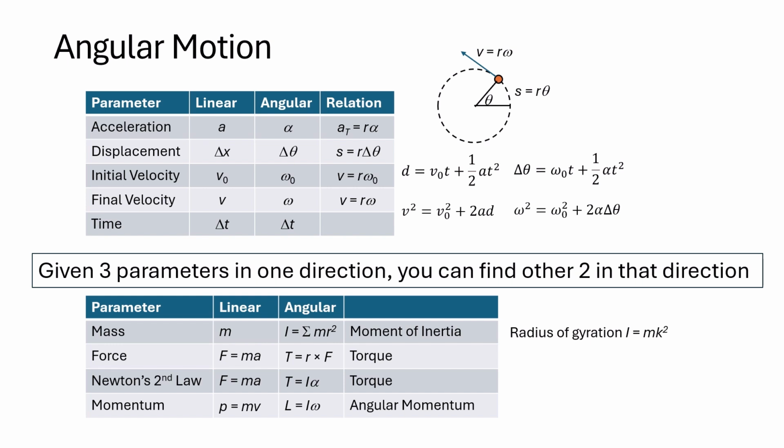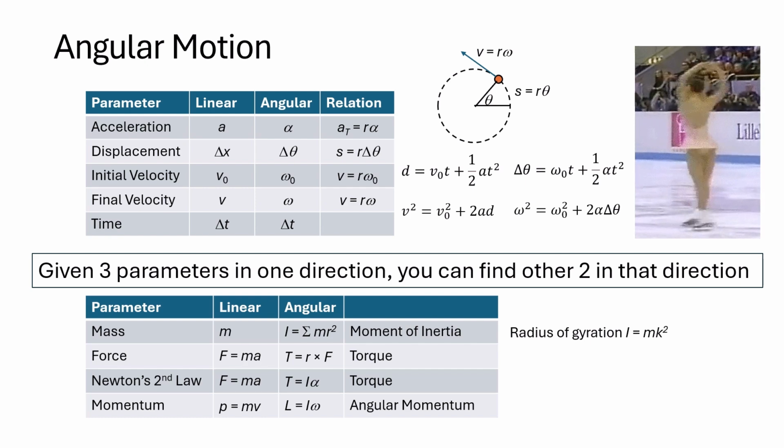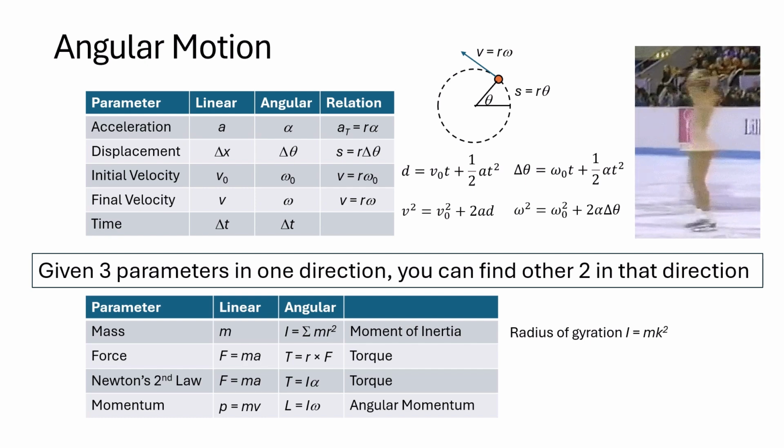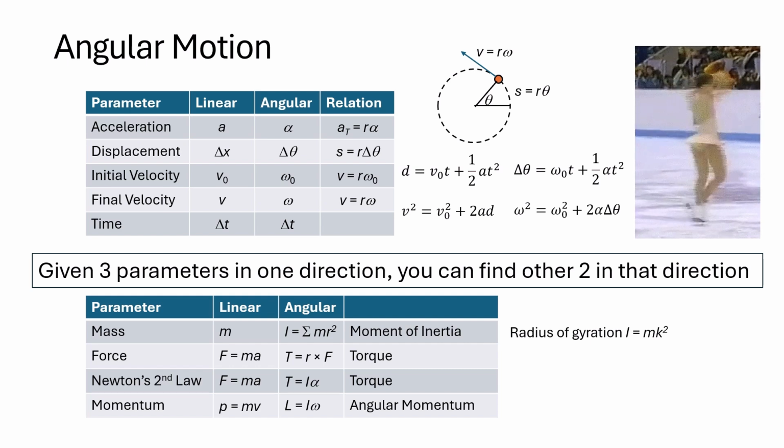You can see the conservation of angular momentum in play when a figure skater brings her arms inward while spinning. As the moment of inertia decreases, the angular velocity increases, keeping the angular momentum constant.